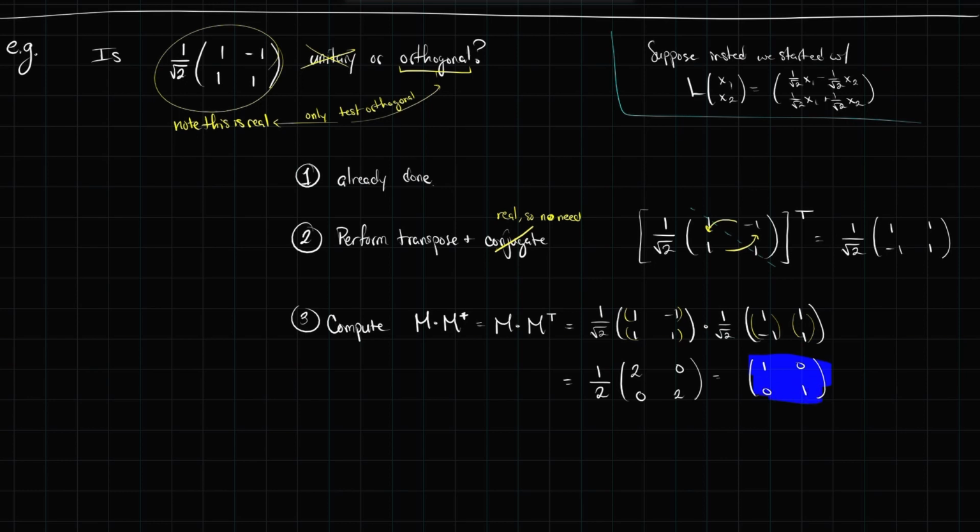Does that look familiar? That is, in fact, the identity matrix, which is exactly what we were looking for. So yes, this matrix is orthogonal.